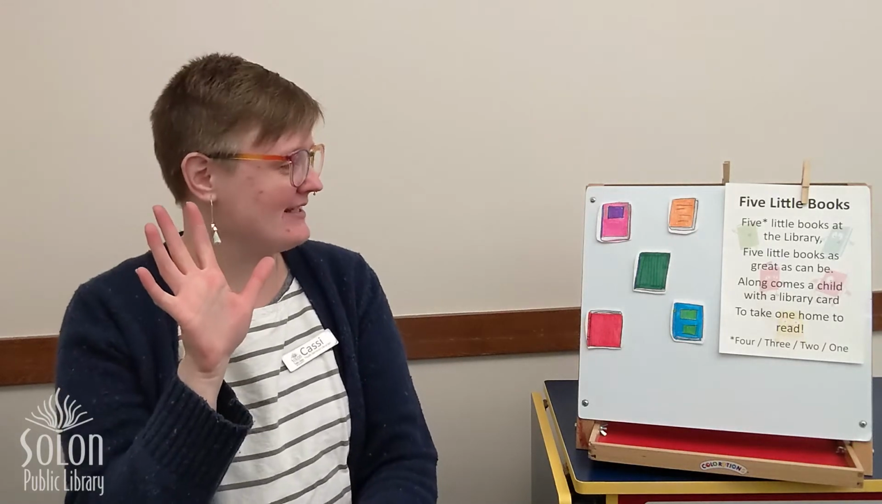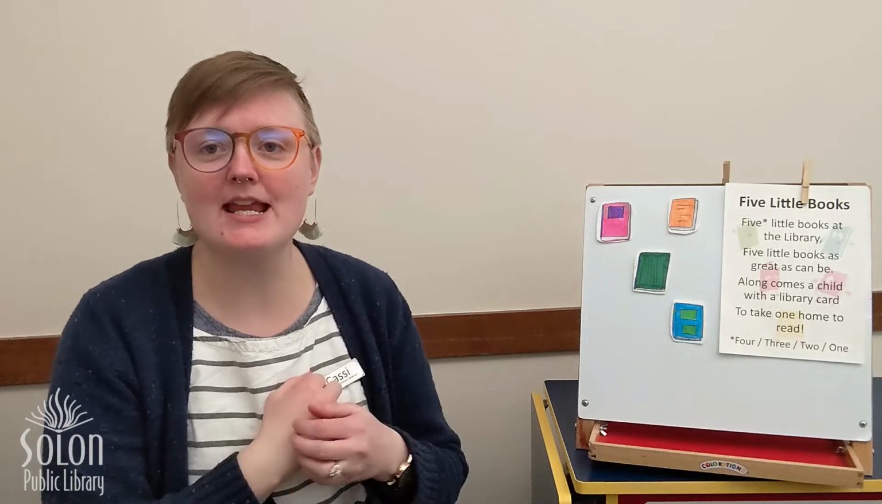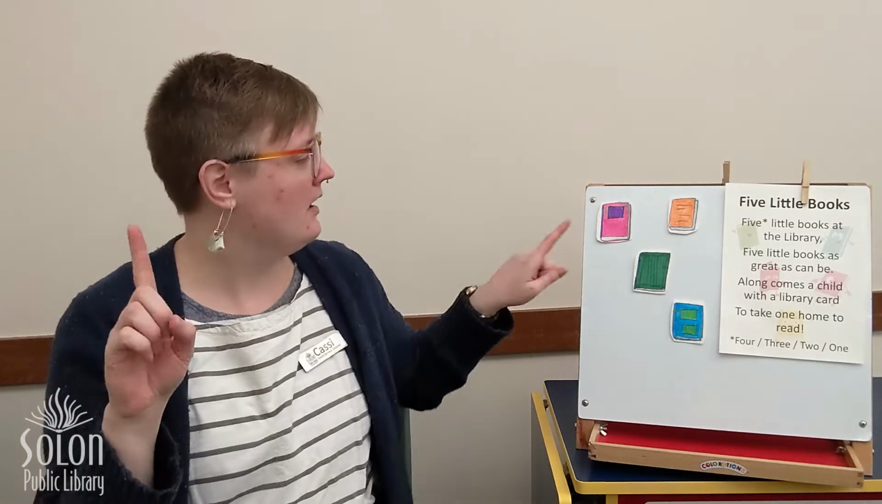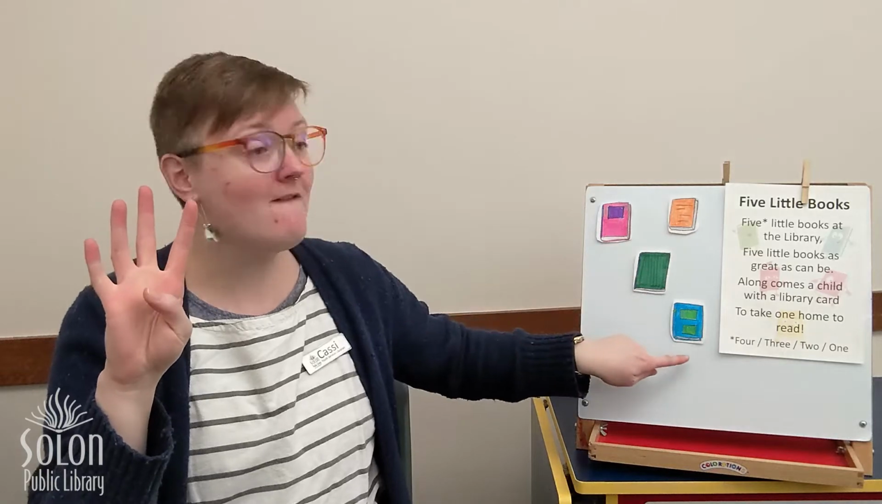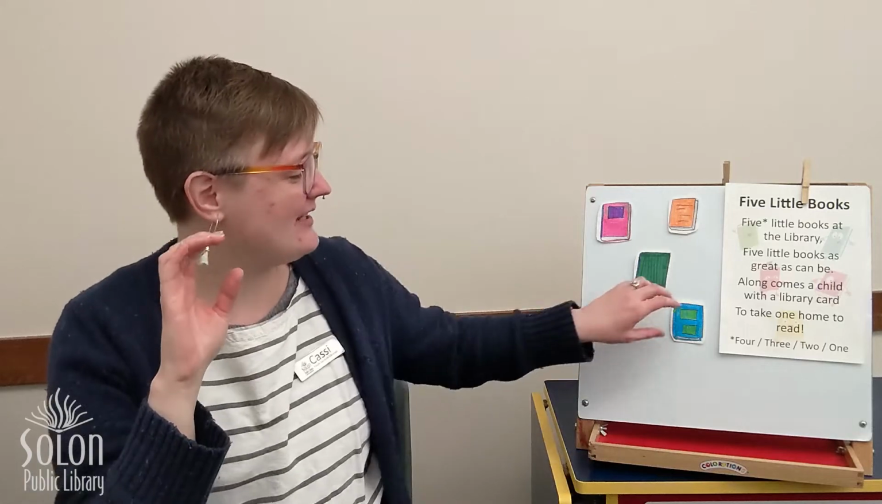We're gonna count down. 5 little books at the library, 5 little books as great as can be. Along comes a child with a library card to take one home to read. So we're gonna take the book off the shelf and put it in our pile to bring home and read. So how many books do we have left now? 1, 2, 3, 4. 4 little books at the library. 4 little books as great as can be. Along comes a child with a library card to take one home to read.